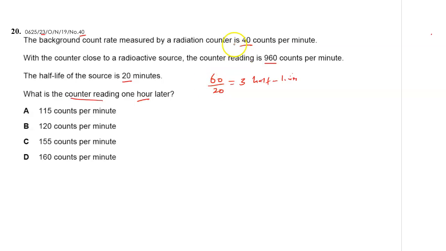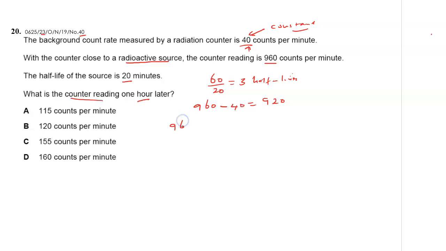Now, we're given the background radiation. So to find the count rates for the radioactive source, we have to take away the background radiation, because background radiation is usually constant, does not vary with time, does not decrease with time. So then, of course, we have 960 there. We take away 40, which is the background radiation, we get 920. So we find after 3 half-lives, what would the count rate have decreased to?